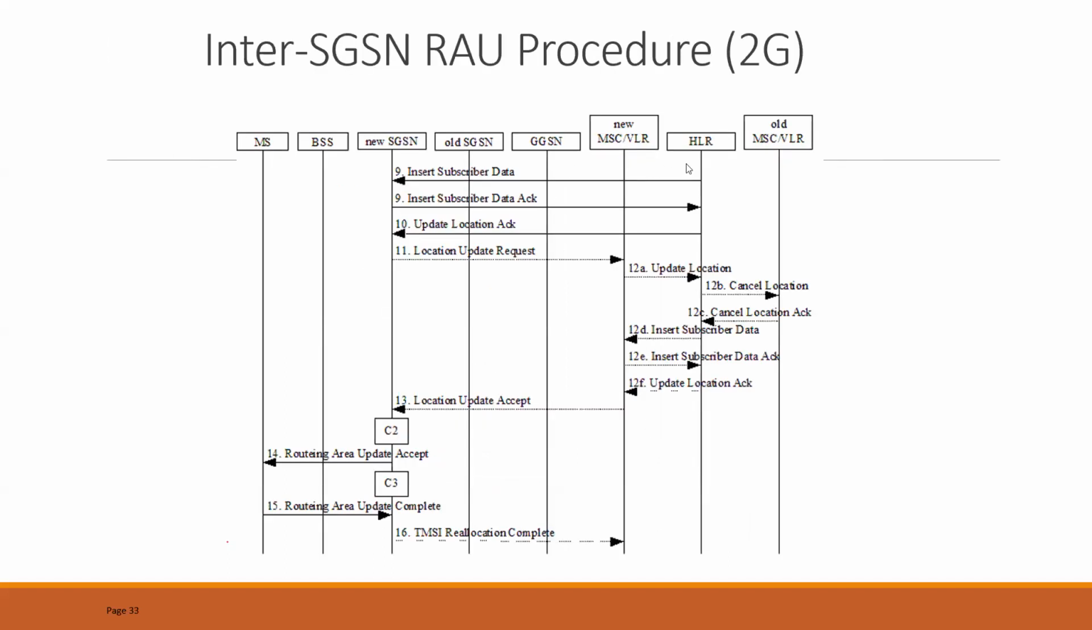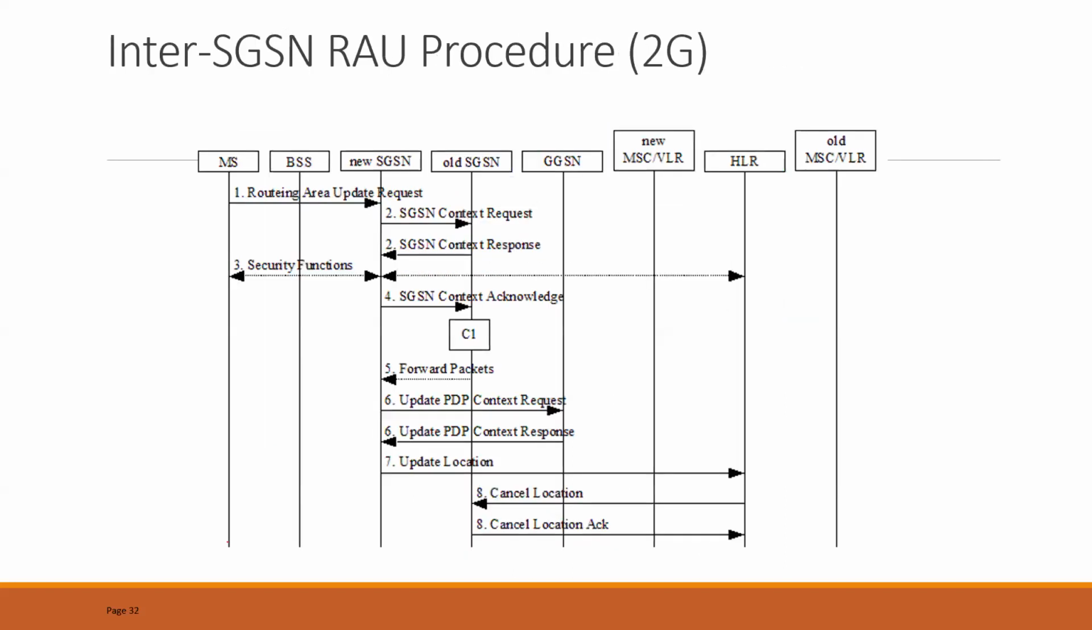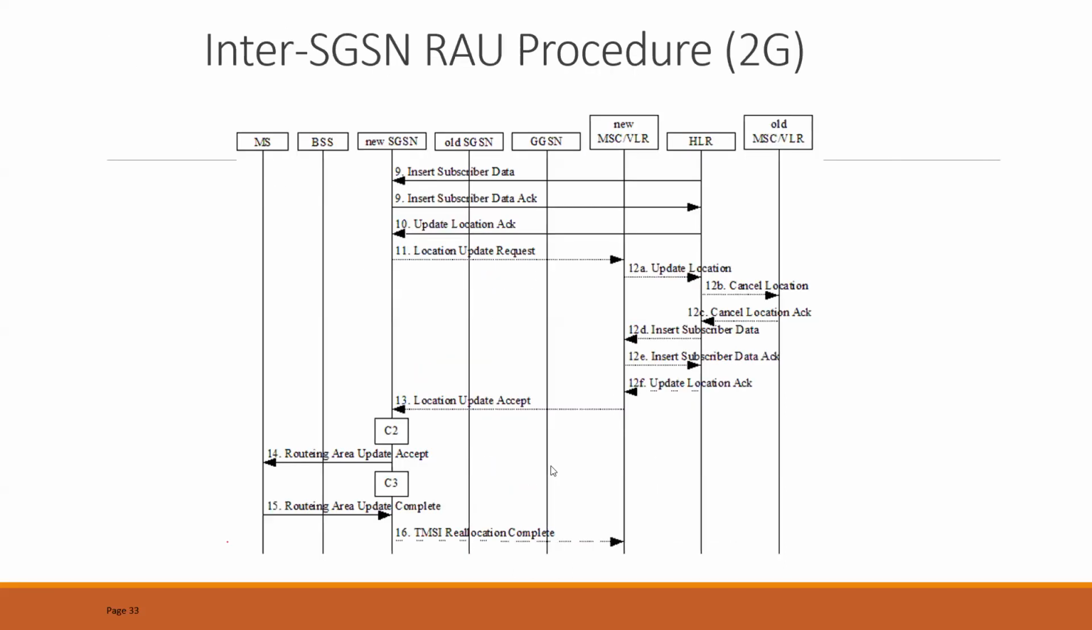And then the HLR will insert the subscription information of this number into the new SGSN. The new SGSN will send an acknowledgement that okay, I have received the subscription information, and then the HLR is going to send the update location acknowledgement, acknowledging that your update location procedure has been completed.